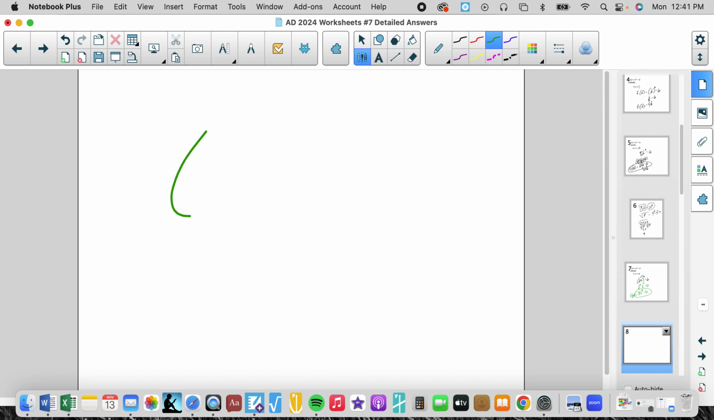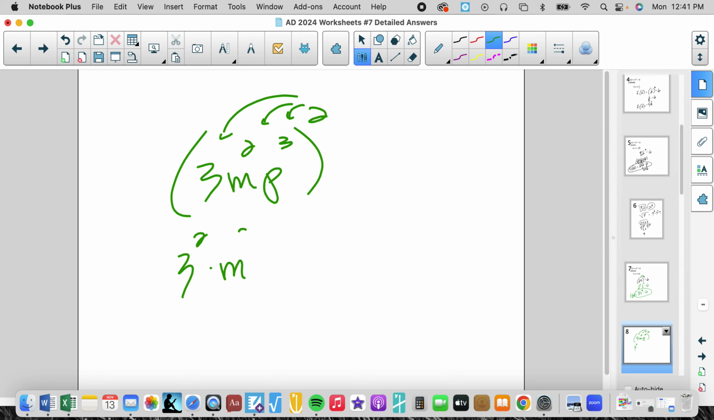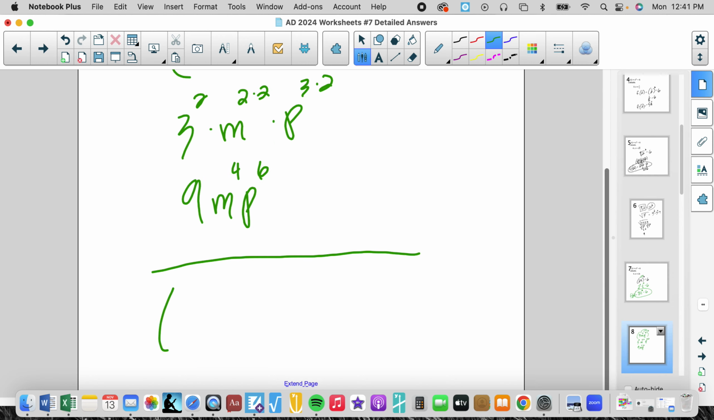And what I mean by that is when you have (3m squared p to the 3rd) to the 2nd, you can distribute that to each of them. So that's 3 to the 2nd times m to the 2nd times 2. A power of a power is multiplication, and p to the 3 times 2. So this is 9m to the 4th p to the 6th. Now, if we had (m plus 2) to the 2nd, you cannot distribute. That is a no-no. You cannot distribute across addition and subtraction.